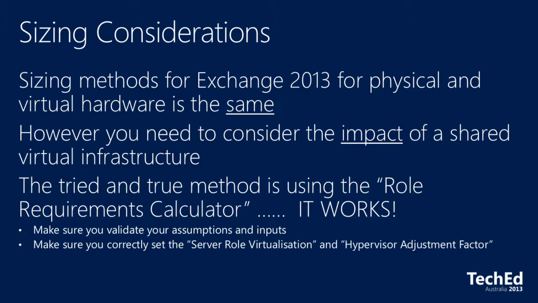Work out what your requirements are, look at your speeds and feeds, bring all those things in and go through the design process using the role requirements calculator. It's certainly the best way to go. It is a very mature tool. I know it's been put together by some pretty smart people who really understand that. They are looking at the performance of Exchange all the time. So just use that process. But you do have to take into account the fact that virtualization isn't free. There is a 10% or thereabouts hit across the top, the fact that you've got a hypervisor in there.